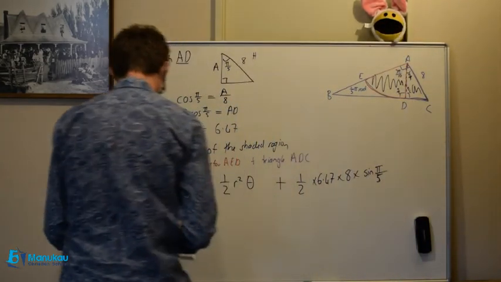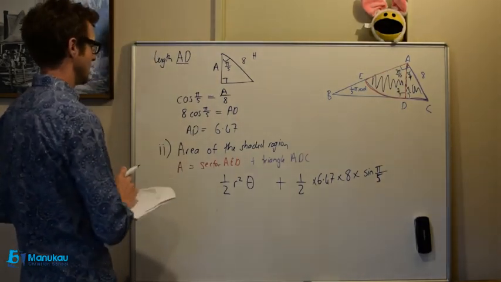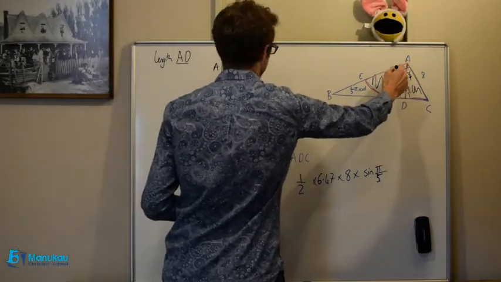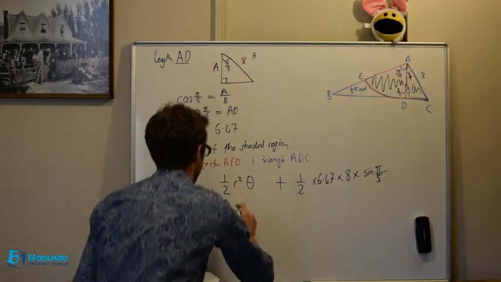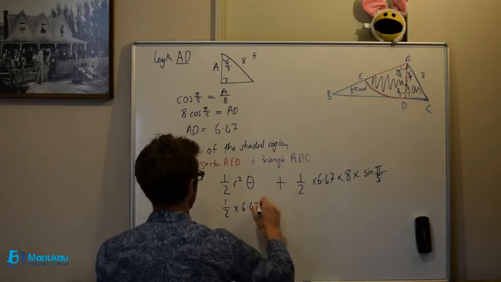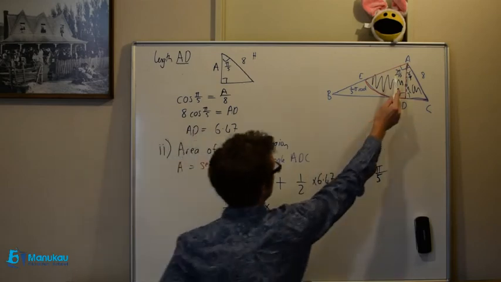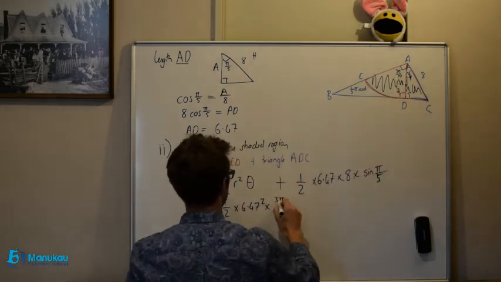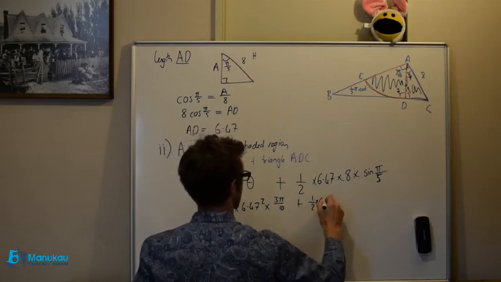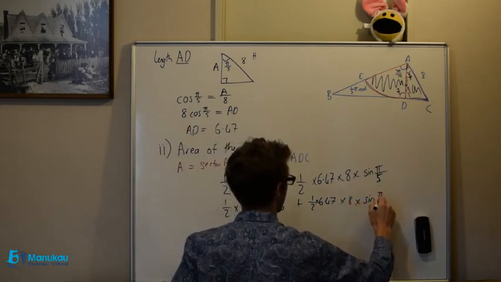Okay, well let's try this. 0.5 times radius, the radius in here is this, which we worked out here, 6.47 and so on, squared, times the radians of the sector, which is 3 pi over 10, and then we're going to add that to half times 6.47 times 8 times sine pi over 5.